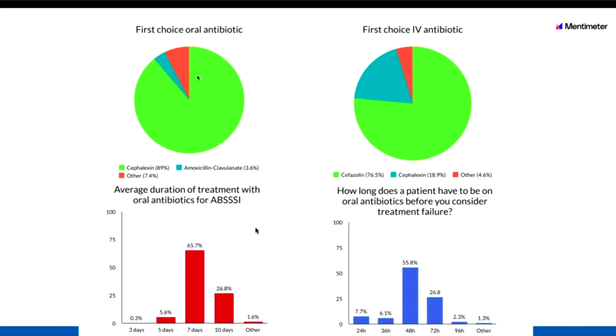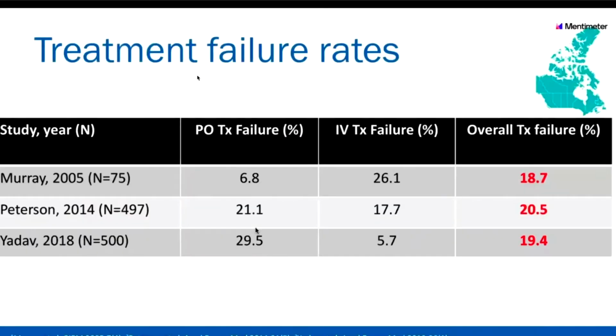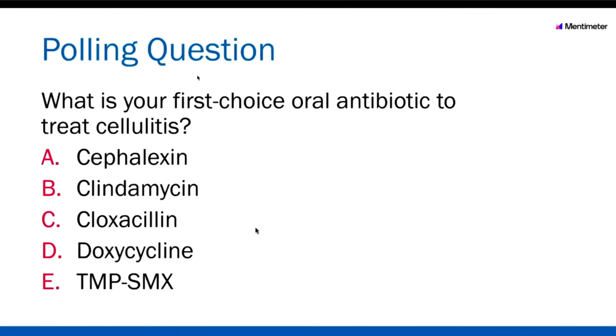Interestingly, up to 14% of respondents actually felt that you should assess a patient at either 24 or 36 hours for treatment failure, which you can argue might be quite premature. This table here summarizes 3 Canadian cohort studies looking at treatment failure for cellulitis. You can see here that overall, approximately 20% of Canadians fail treatment. So that's a pretty unacceptably high treatment failure rate, where 1 in 5 patients is going to fail and require subsequent IV therapy.